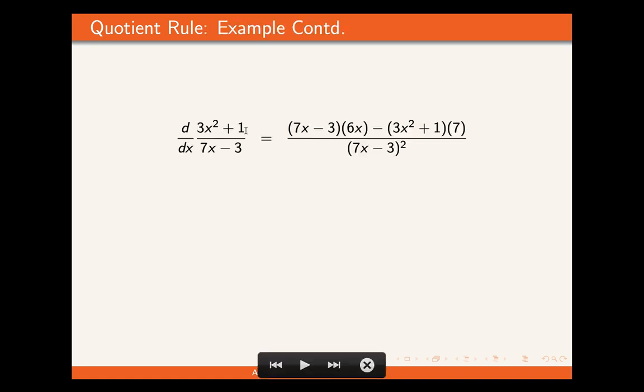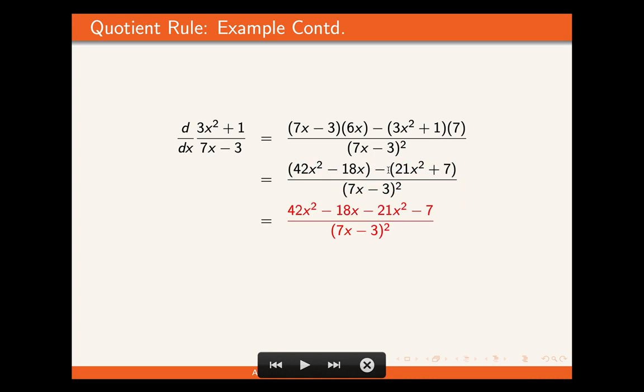So by using the quotient rule, we have already figured out the derivative. But in the numerator, I see a couple of terms which we could distribute. 6x can be multiplied with 7x, so that will be 42x squared, right? Minus 6x times 3 will be 18x. The same way, we can distribute by the 7: 7 times 3x squared is 21x squared, and 7 times 1 is 7.